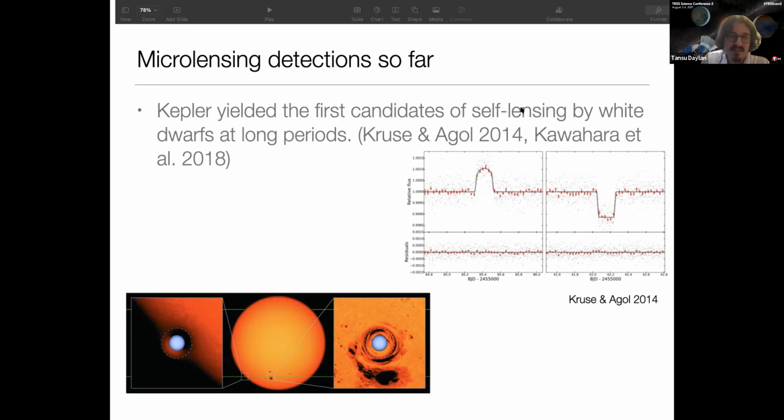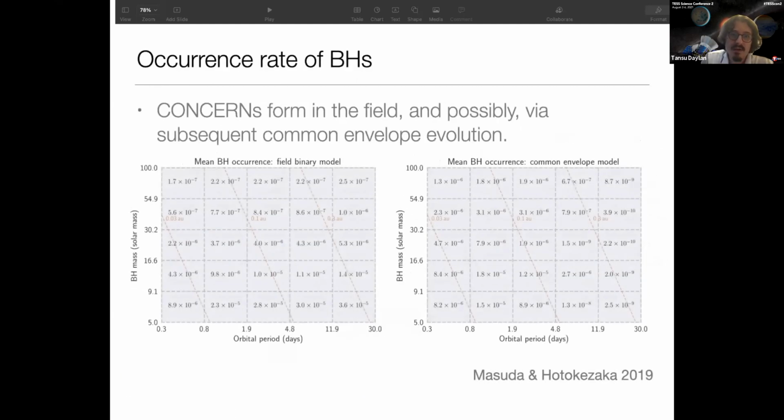And the reason why these discoveries have been constrained to white dwarfs is that black holes or compact objects, especially black holes with main sequence companions, we think are extremely rare. And only those white dwarfs at really long orbital periods have been accessible to Kepler, because essentially you want your Einstein radius to be larger than the physical size of the compact object, and that can only be true at large orbital periods. So as I said, the occurrence rate has to be really small.